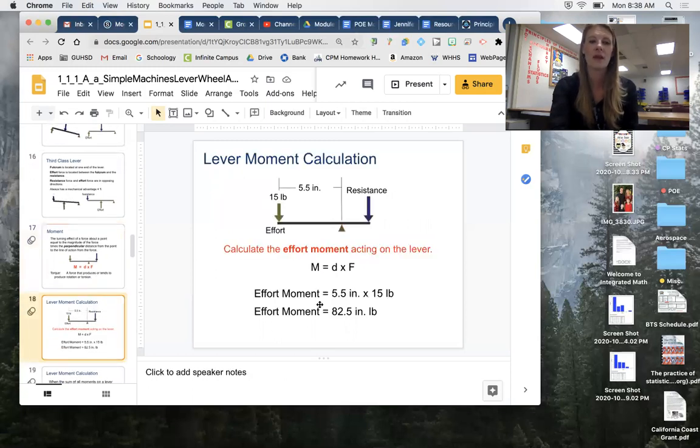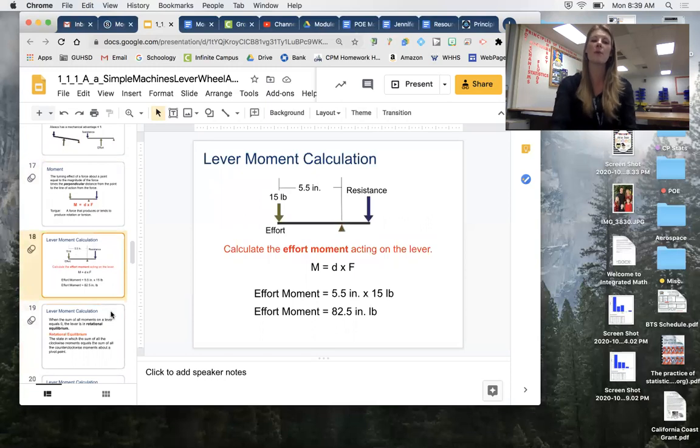Okay, so here are the lever moment calculations that you will start to do on Thursday. In this example, we have 15 pounds being exerted here, and it is 5.5 inches away from the fulcrum. So if we want to know the effort on this one, you would have the 5.5, the distance, times the force being exerted, the 15 pounds. That's only giving you half the story though.